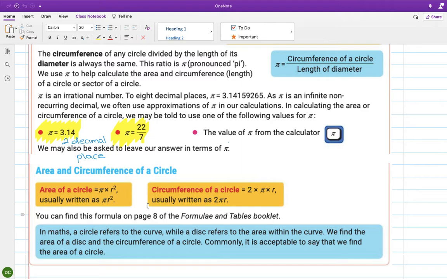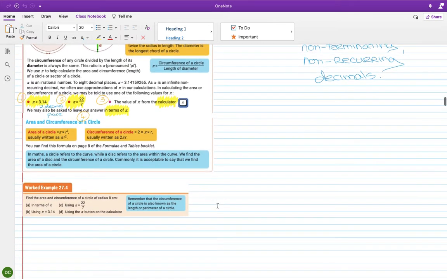The other thing, so there's 4 things. You can be asked to use 3.14, you can be asked to use 22/7, you can be asked to use the pi button on your calculator, and the 4th thing you can be asked is to leave your answer in terms of pi. That's where you just leave pi, as in you don't replace it with any number, or press the button on your calculator, you just leave it as pi. So the 2 formulas are written there again. I wrote them up above though, so you should have them.